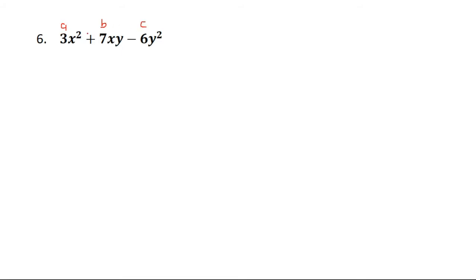So you multiply A by C. If you multiply A by C, in this case, you are going to get 3 times -6. You are going to get -18. Now we are looking for two numbers that when you multiply, you get -18, but when you add them, you are going to get +7. You will get those two numbers from the factors of 18.